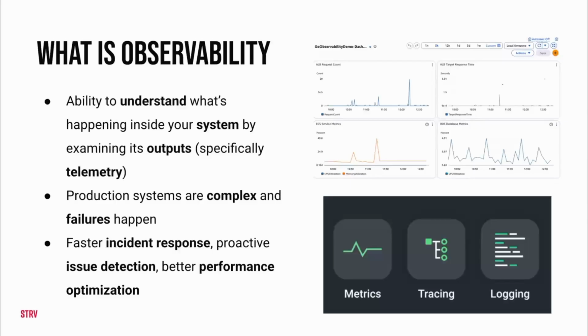Why do we need observability? In production, systems are very complex. It's very hard to try to debug just by going through the code without seeing any data, and failures indeed do happen. We are all familiar with that. What it can help with: faster incident response, proactive issue detection, and better performance optimization.